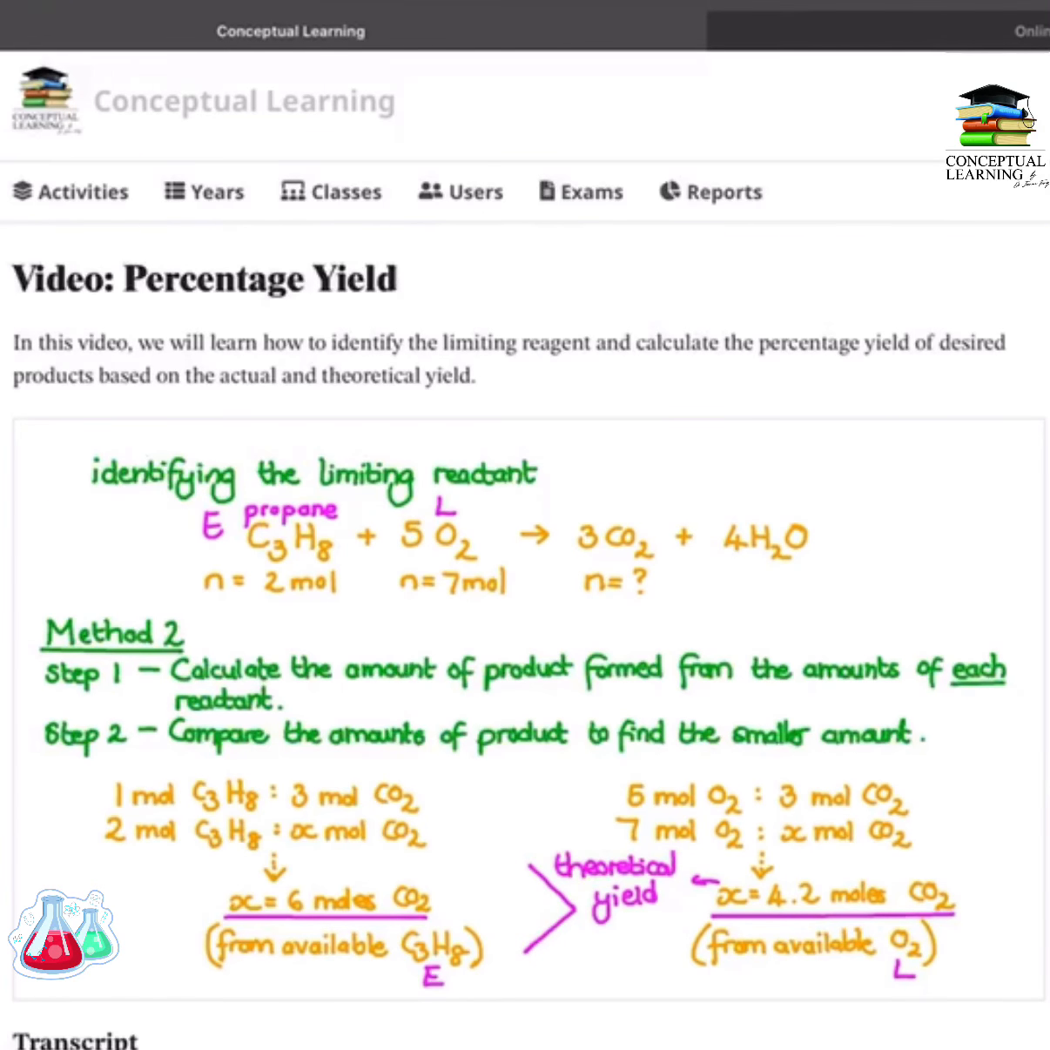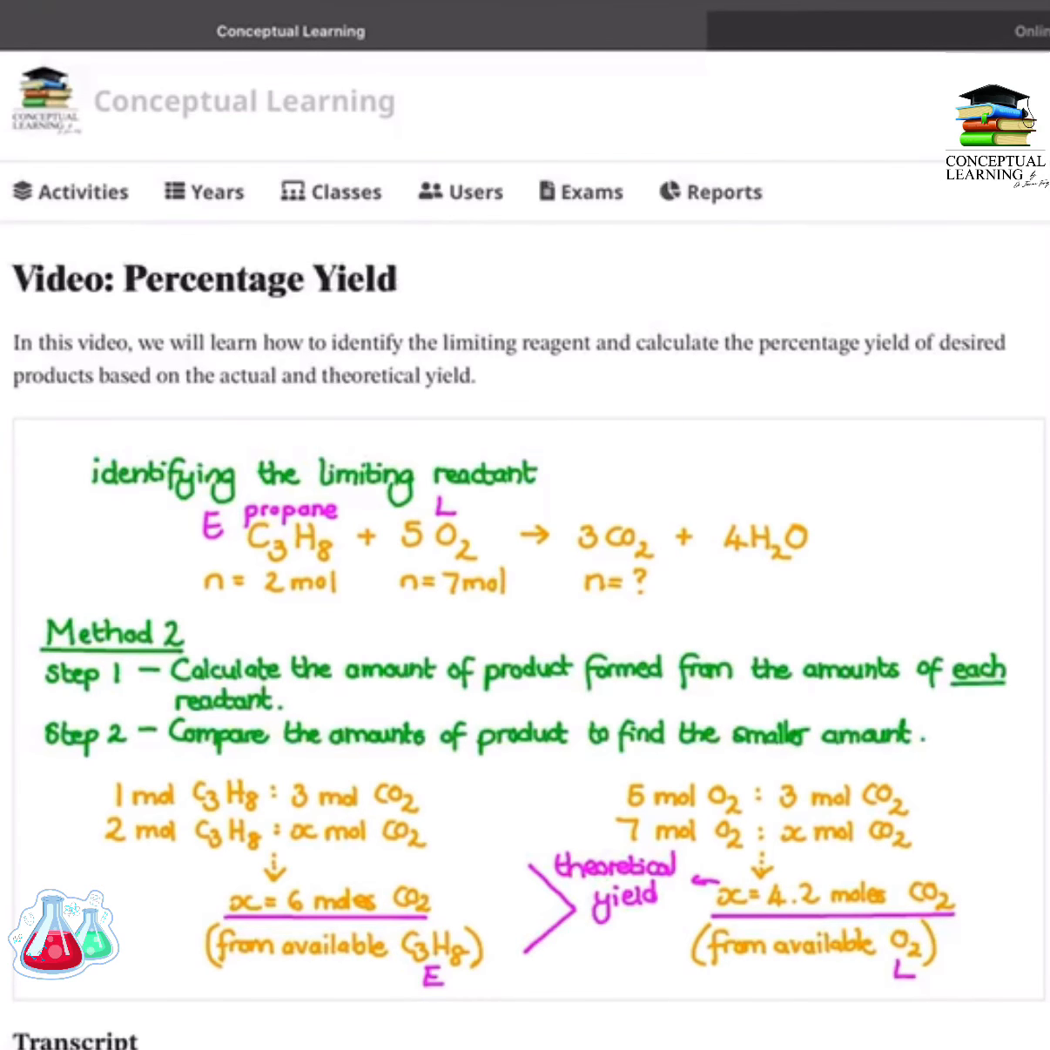The 4.2 moles of CO2 is the theoretical yield, or the maximum possible yield of CO2 that can form. We know this because this amount of moles is produced from the moles of limiting reagent oxygen. And we said it is the limiting reagent or reactant which determines the moles of product which can form.